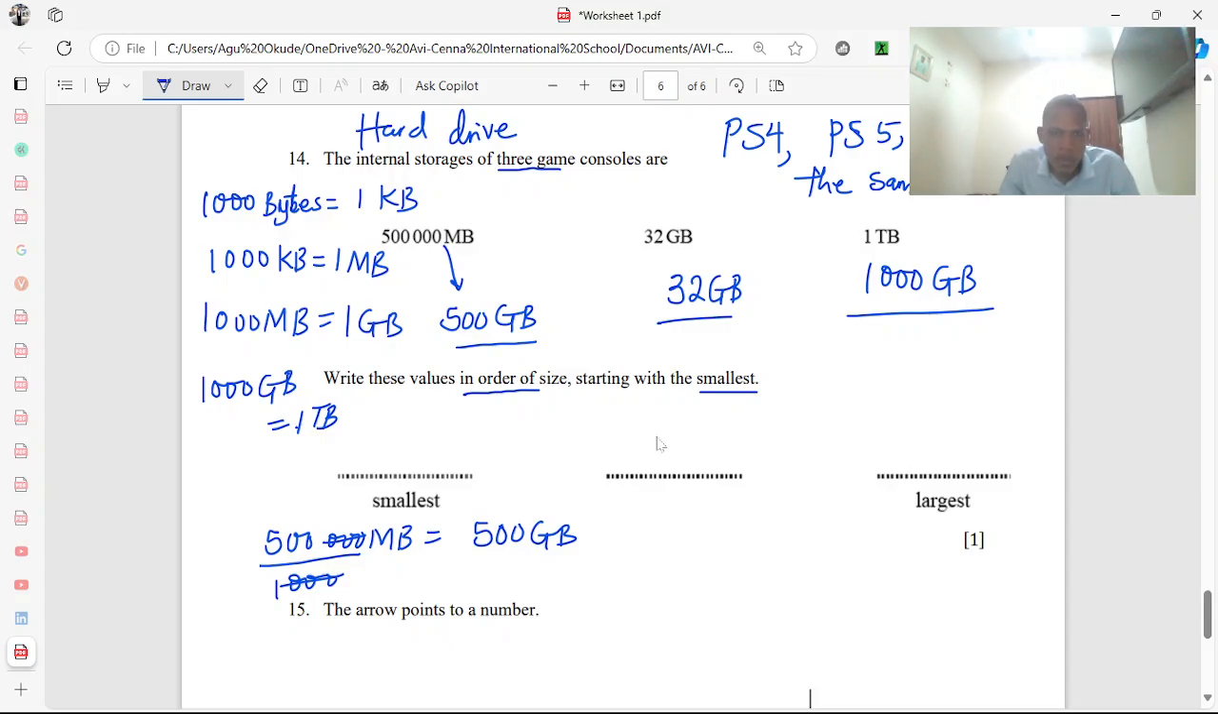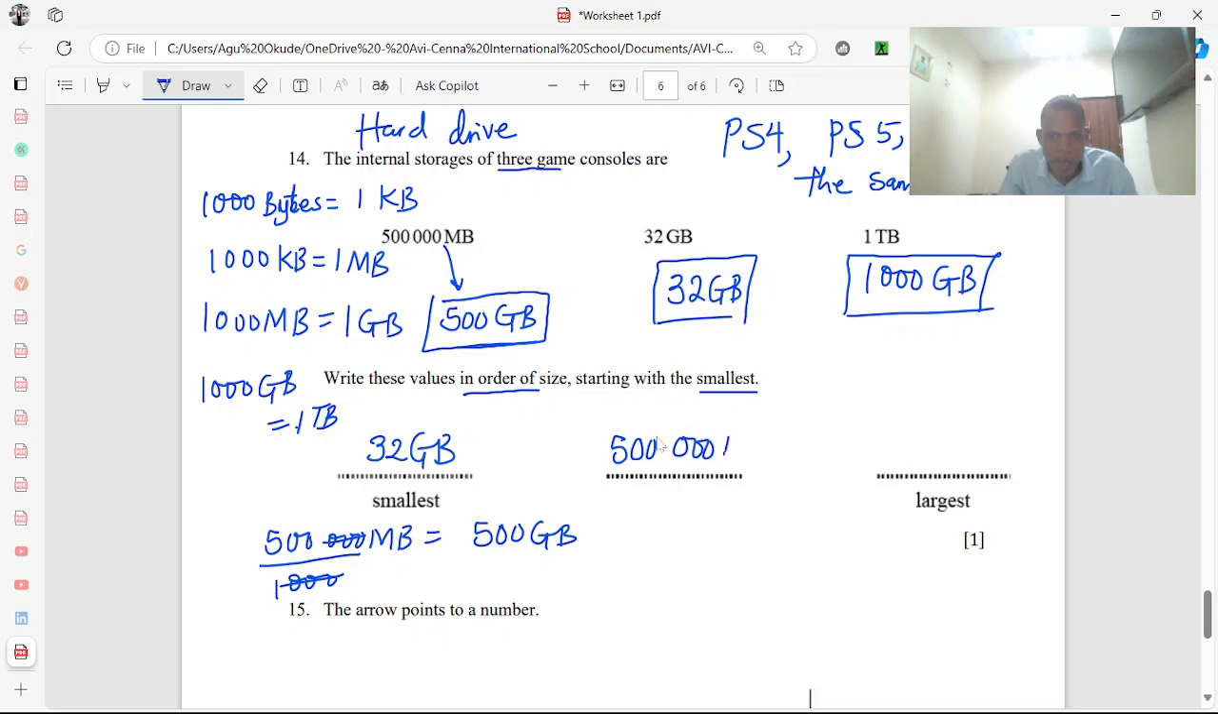My smallest here becomes 32 gigabytes. But mind you, we are going to write the original values. These ones here are just the converted values. So what I'm going to put here are these original values. Now the smallest one is 32 gigabytes, so 32 gigabytes should come first, then followed by 500 gigabytes. Now this 500 gigabyte came from where? Came from 500,000, right?